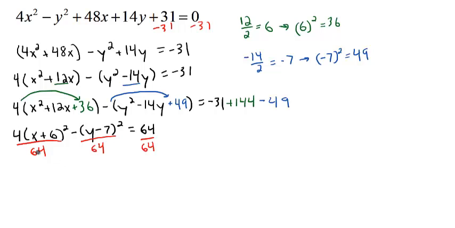So 4 over 64 is the same thing as 1 over 16, so I'm going to write (x plus 6) squared over 16, and then we've got minus (y minus 7) squared over 64, and that all equals 1. So that's going to be our final answer. It's done the same way as ellipses are done pretty much, but you have to take into account this negative.